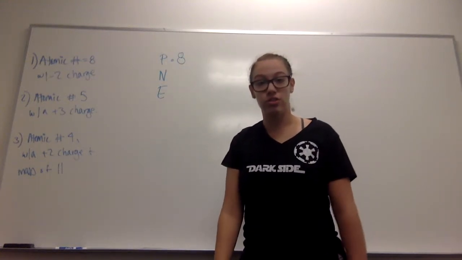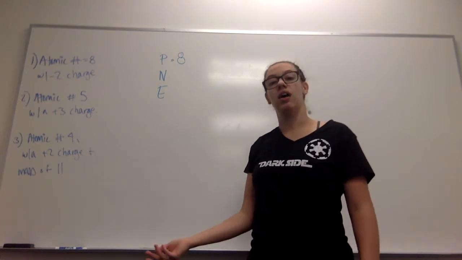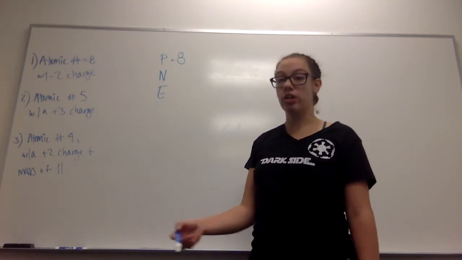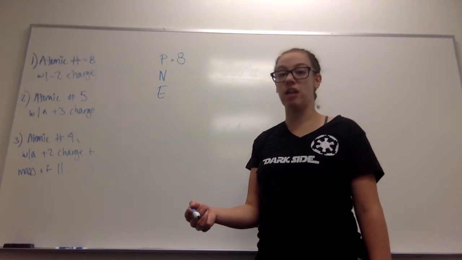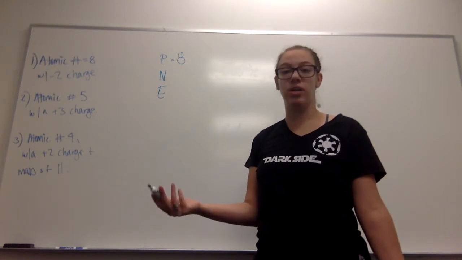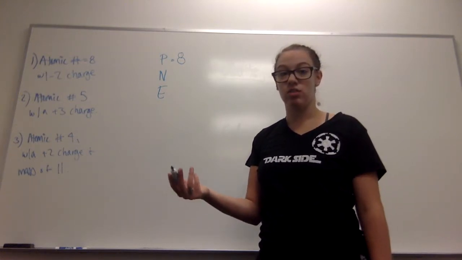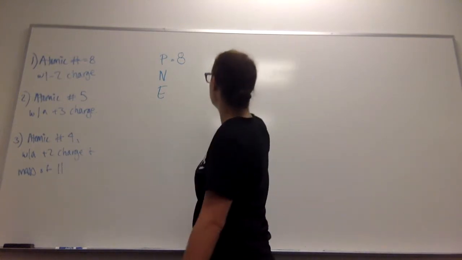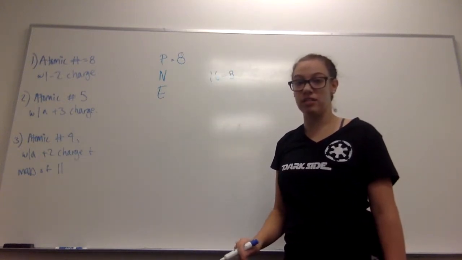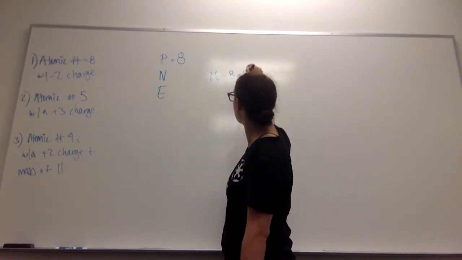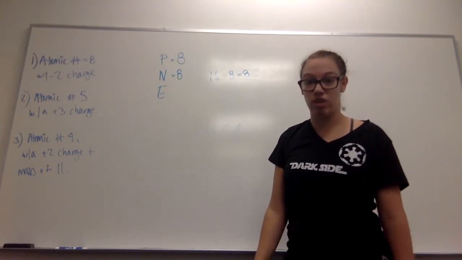In order to figure out the neutrons, we need to have the atomic mass and subtract that by the atomic number. So you have to look on your periodic table. So go look on your periodic table, and you should see that the atomic mass is 15.999. So we're going to round that to 16. So here to find the neutrons, we have to do 16 minus 8 gives us 8 neutrons. Okay, so we have 8 neutrons.